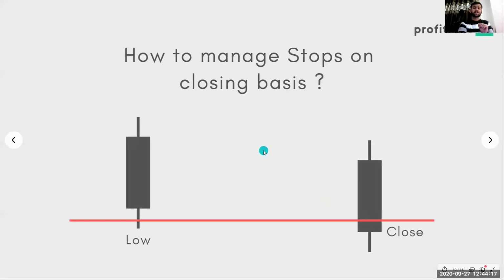And now next part is the risk management and the money management. So the basic part is to manage the risk, right? So how we are going to manage the risk? To manage the risk, we are going to follow the stop method, right? So stops on closing basis. So हमें stop loss डालना है, but it should not be a hard stop loss.